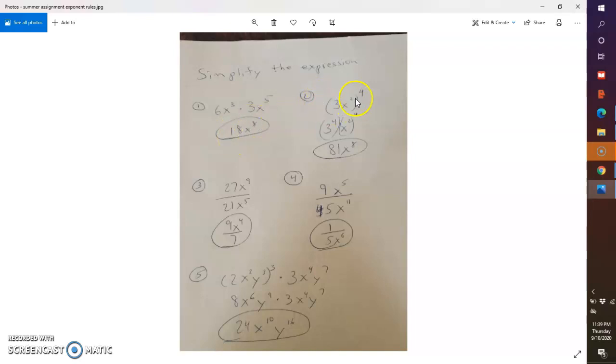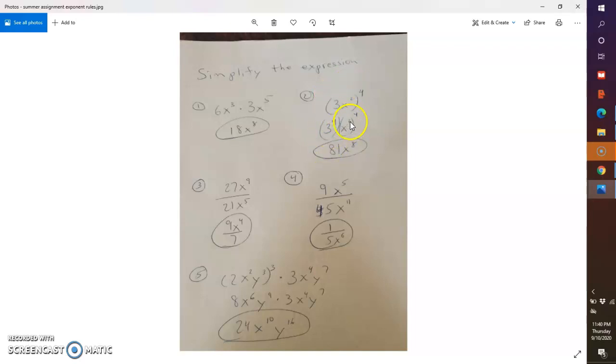In number 2, we have a power to a power. Here we multiply exponents, but people get confused by this. We're not doing 4 times 3. The exponent on 3 is really like 1, so it's 4 times 1. We're doing 3 to the fourth. 3 to the fourth is 81.